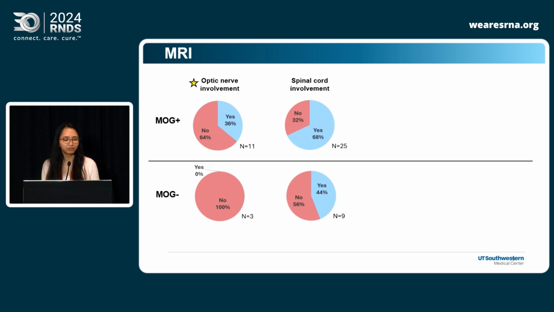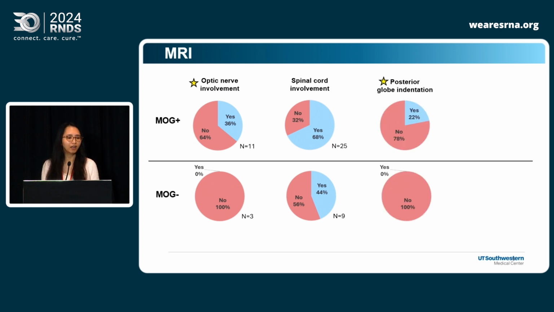The MOG-positive group also seemed to have more spinal cord involvement. And then we looked at all types of MRI features, but one thing we were really interested in is a finding called posterior globe indentation.